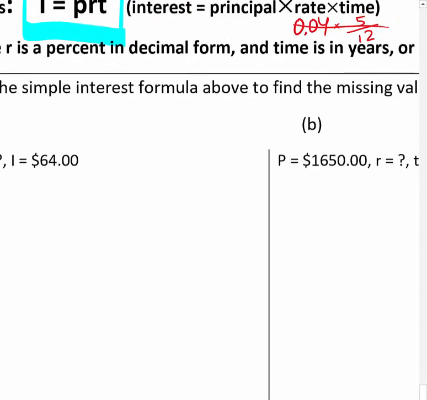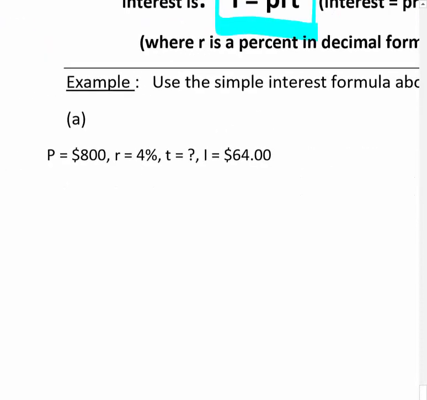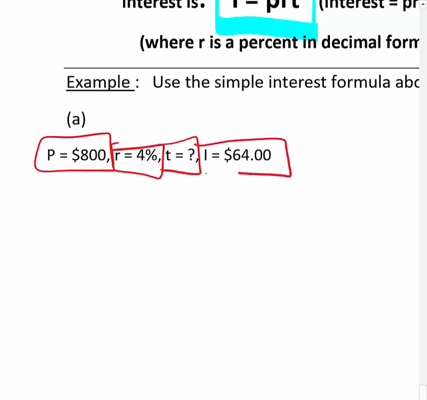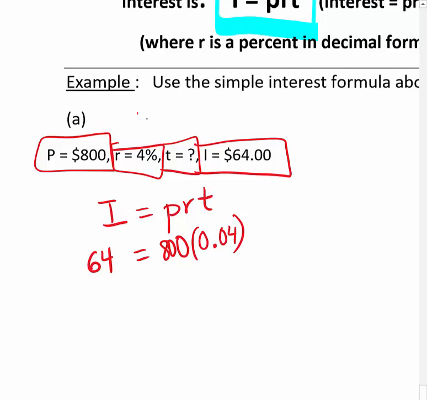Let's see, this example: use the simple interest formula above to find the missing value. So we know principal is 800, the interest rate is 4%, time is what we don't know, and interest is 64. So all we do is grab that formula. It was I equals PRT, and then fill in what we know. We do know that I is 64. I could put 0.00, but it seems kind of silly, right? I'm just going to put 64. And then P, principal, is 800. R, the interest rate, is 4%, but remember you're putting the decimal form of that. So I'd take 4, which has an invisible decimal to the right, and move the decimal point twice to the left to get 0.04. And it looks like time is what we don't know.